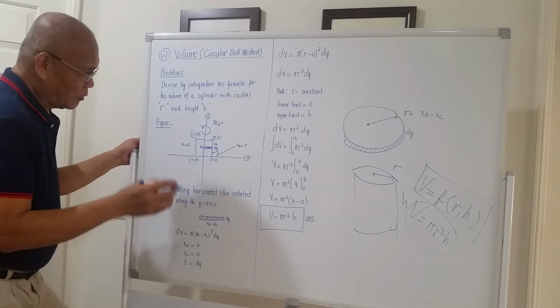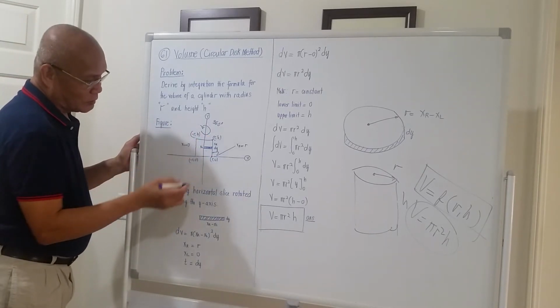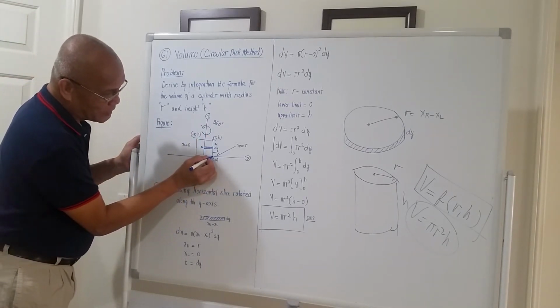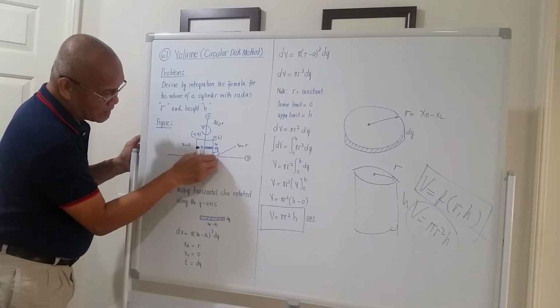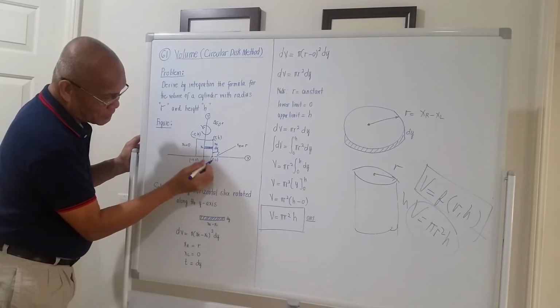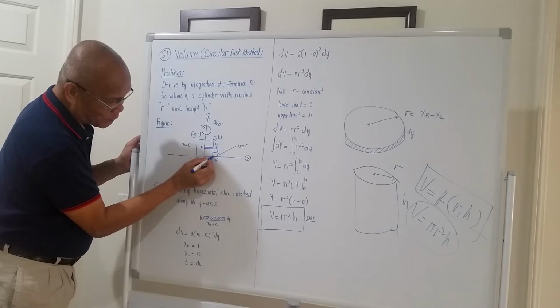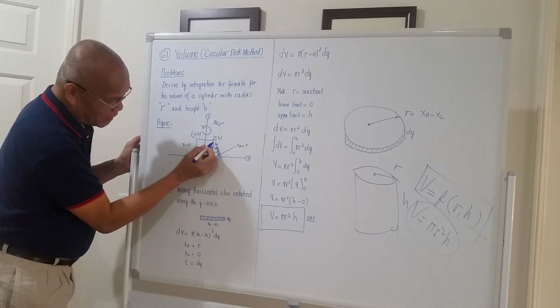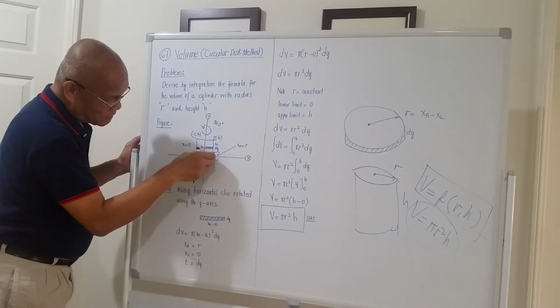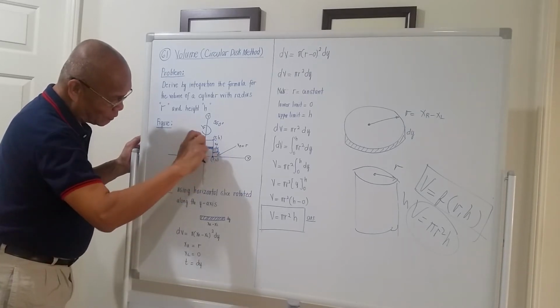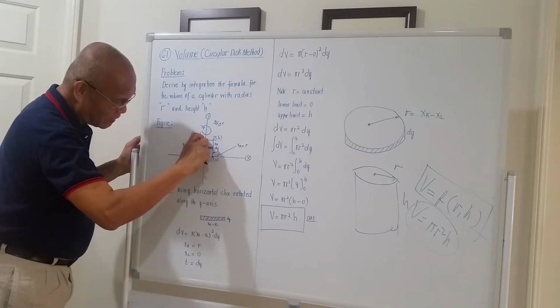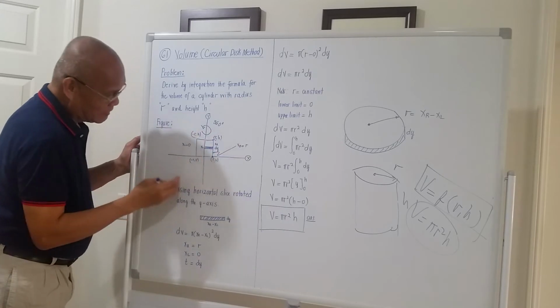I will bring out the coordinates of the cylinder on the Cartesian coordinate system. This point here should be R, and the ordinate will be 0. So the coordinates of this corner is (R, 0). The upper one is (R, H). The abscissa is R and the ordinate is h. The y value is h.